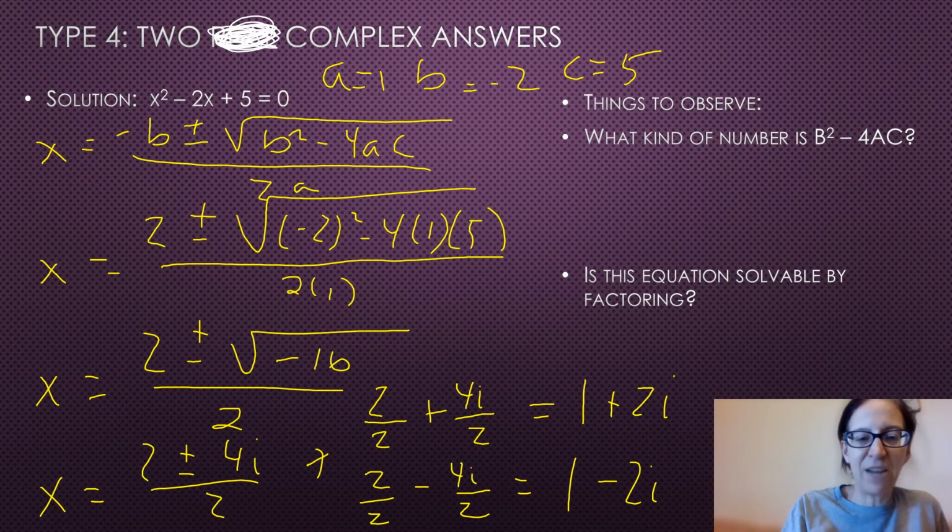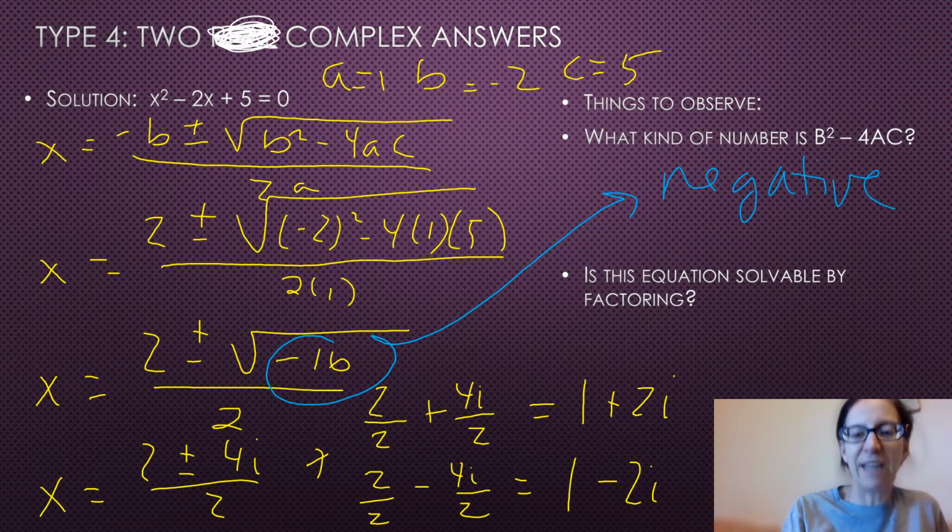So what do we want to notice about the b squared minus 4ac? What I want you to take away from that is that it was negative. And the moment you end up with a negative underneath your square root, you will end up with a complex answer of some sort, or an imaginary answer. It kind of depends on how the rest of the problem works out. But you end up with an i in there somewhere, because the square root of a negative is always going to land you with an i.